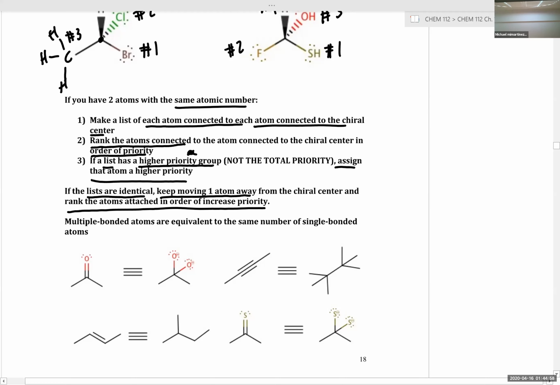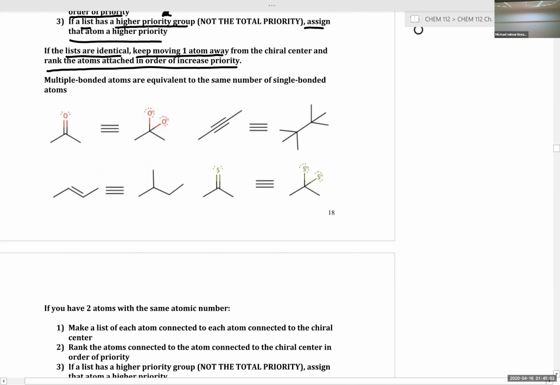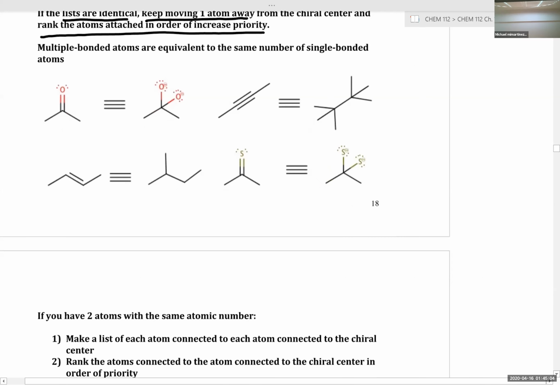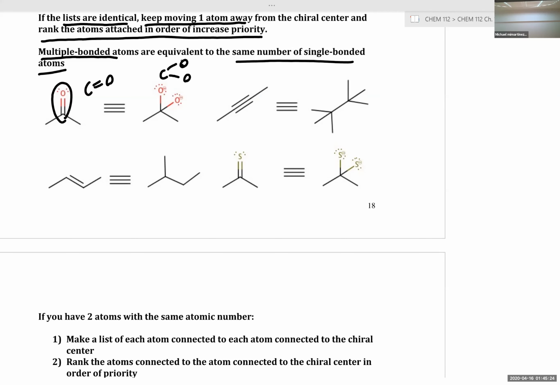Just as a side note, multiple bonds, so double and triple bonds, multiple bonded atoms are equivalent to the same number of single bonded atoms. For example, a carbon-oxygen double bond can be thought of as a carbon bonded to 2 oxygens. This will be really important as this often can be a tiebreaker when assigning priority.